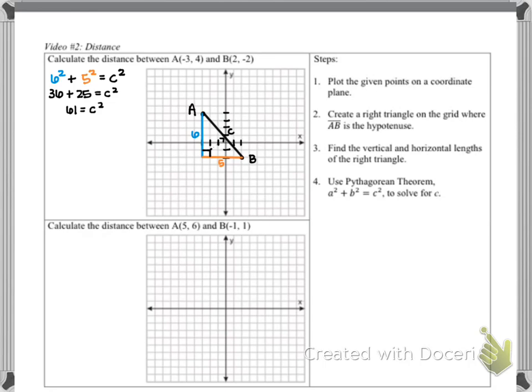I need to get rid of the squared, so I'm going to take the square root of both sides so the square and the square root cancel, and I can get C by itself. It looks like C is equal to the square root of 61. If you type this into the calculator, I believe it's going to be 7 point something, just a little bit under 8. That is the distance between point A and point B.